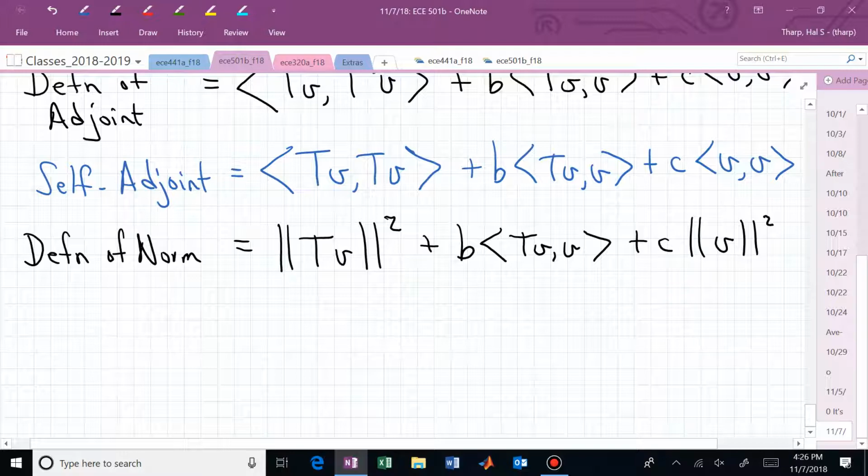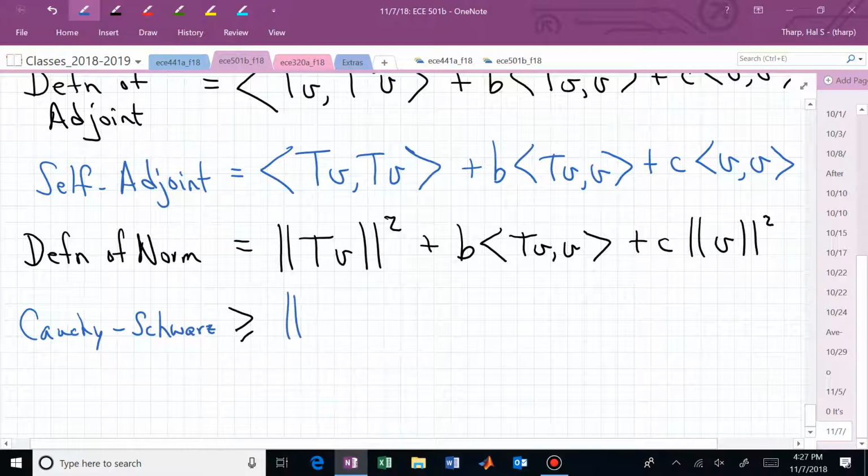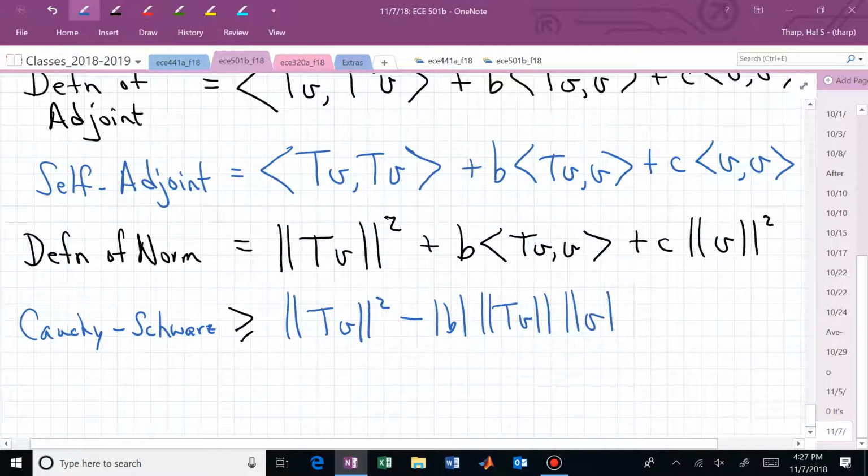I can now take the absolute value of B, and this is going to be greater than or equal to, using Cauchy-Schwarz, I'm not going to touch the first one or the third one, but now I can say this is the absolute value of B, norm of TV, norm of V, plus C times the norm of V squared.